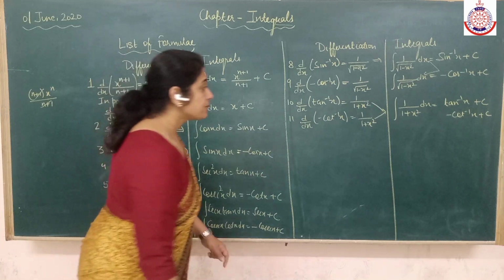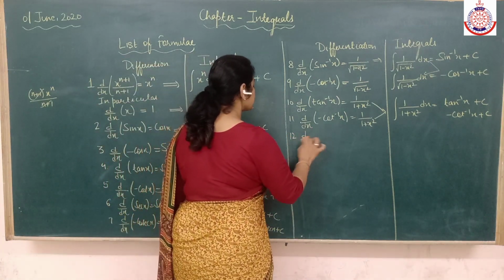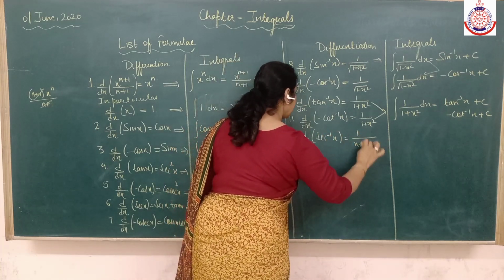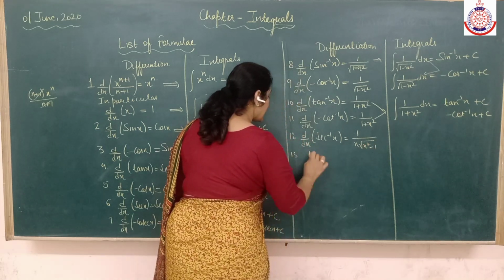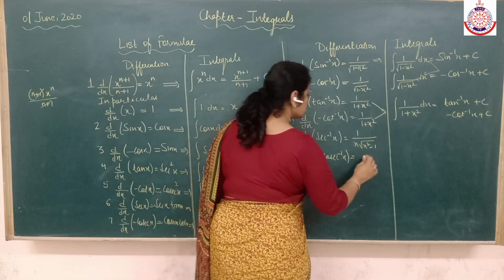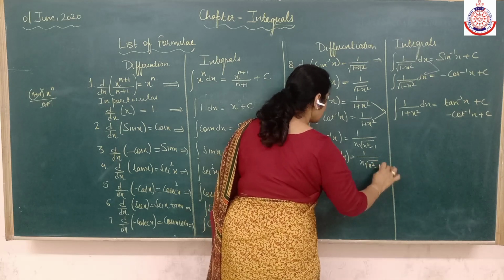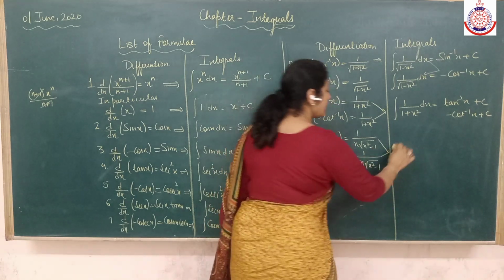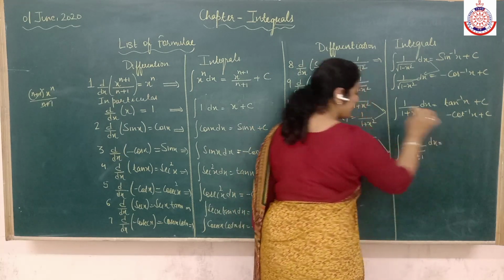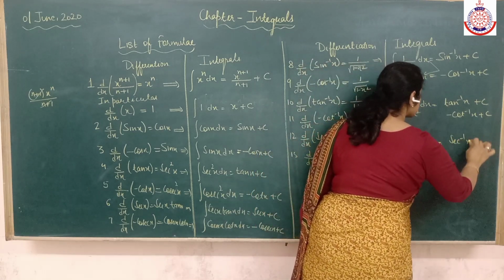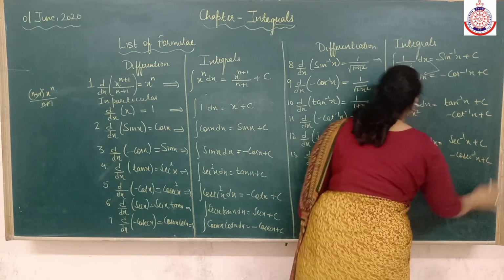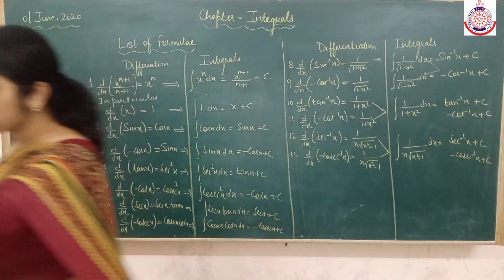Fine? Alright? Similarly, we have secant and cosecant, the same relation. Secant inverse x differentiation is 1 upon x into under root x square minus 1, and differentiation of minus cosecant inverse x is also 1 upon x into under root x square minus 1. So both, if I join together, that means integration of 1 upon x into under root x square minus 1 dx would be either secant inverse x plus c or minus cosecant inverse x plus c. Alright, is it clear to everyone?